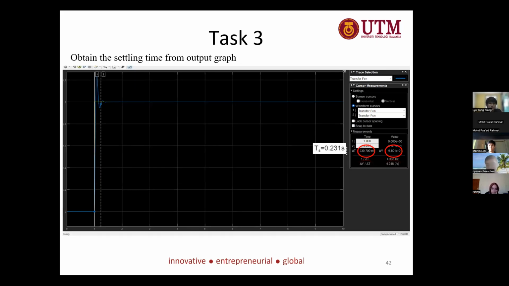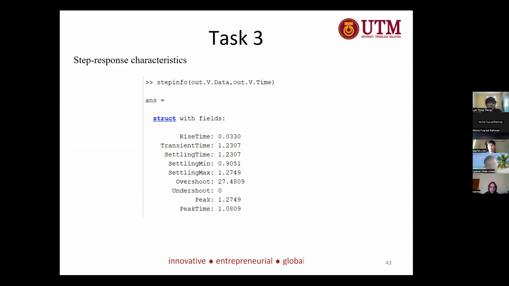Next. Then for our settling time, when the value is equal to 0.98, we got our settling time is 0.231. Next. And we can get our value from the command window as well via the To Workspace block in Simulink. We just use stepinfo in the command window, then we get our settling time is 0.2307. The settling time value here we have to minus by 1 because in Simulink the output graph of our system starts from 1, not from 0. So all the values of the time, the transient time, settling time, and peak time have to be minus by 1. Next.